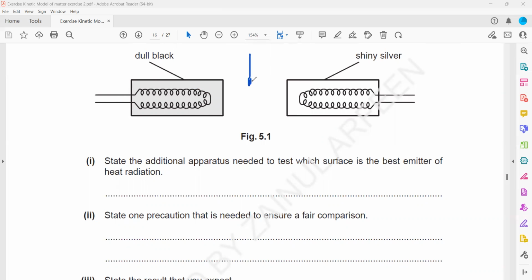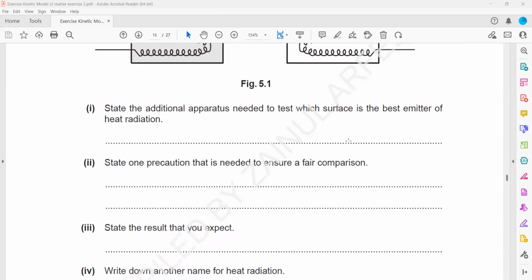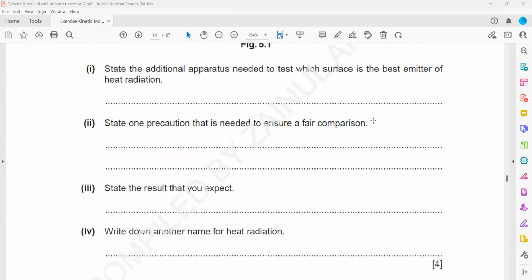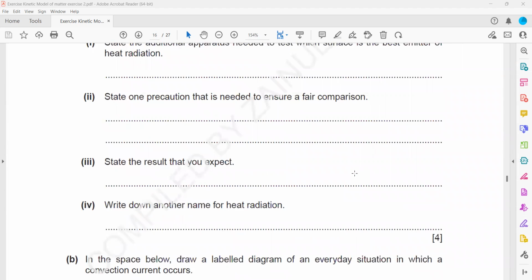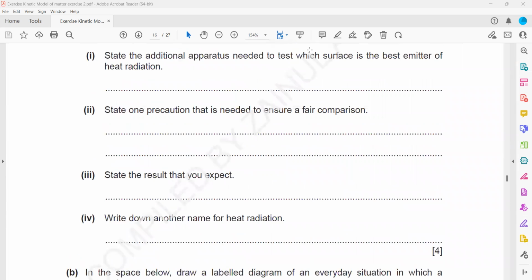if you use a thermometer here to measure the temperature, we should place the thermometer at an equal distance from both of them. Same amount of heat supplied, or same initial temperature, you can also mention. State the result you expect. We expect the dull and dark surface to be a good emitter. And write down the name of the heat radiation. That we'll discuss in the electromagnetic spectrum, block 3. Heat radiations are also known as infrared radiation.